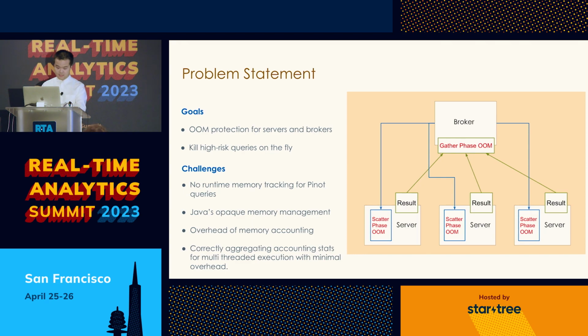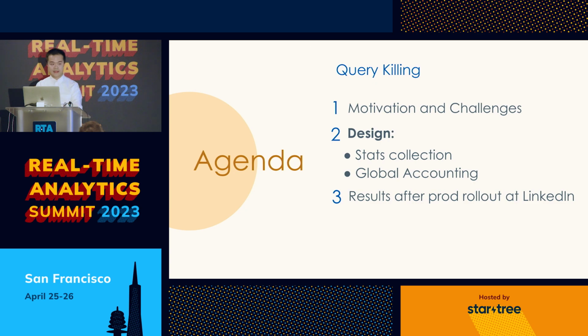And last but not least, all the query execution on the brokers and servers is in a multi-threaded environment. Specifically, we're using thread pools to do that. So it is also challenging for us to correctly gather and aggregate the usage stats from all these threads. But even with these difficulties, we are still able to stop more than 85% of the OOM queries before they actually trigger OOM exceptions. Let me show you how we are able to do so.